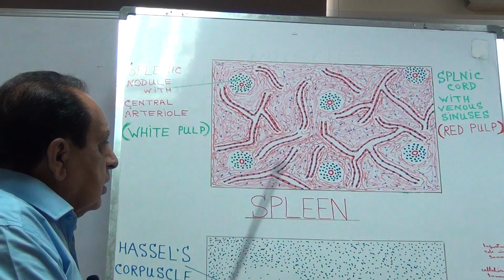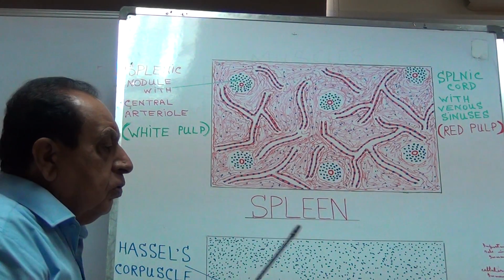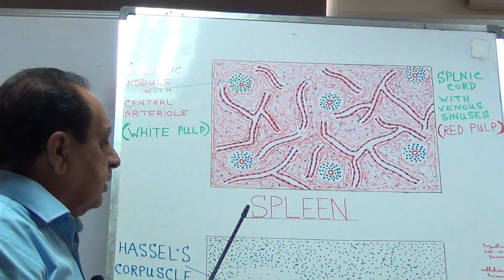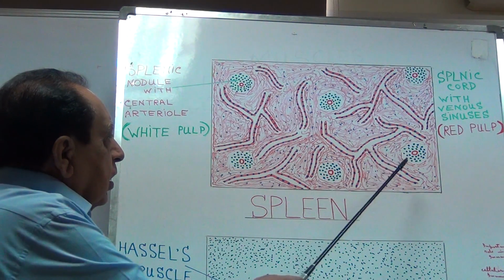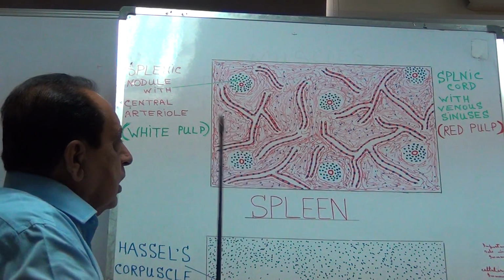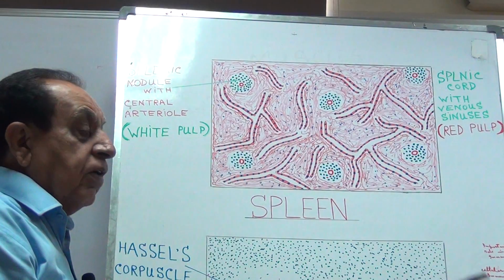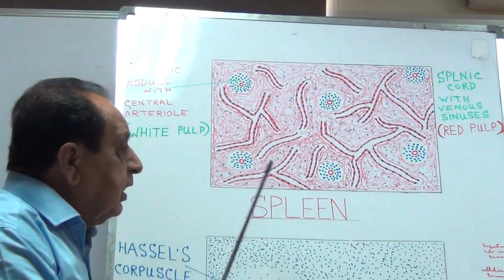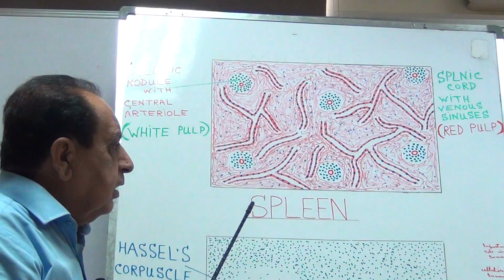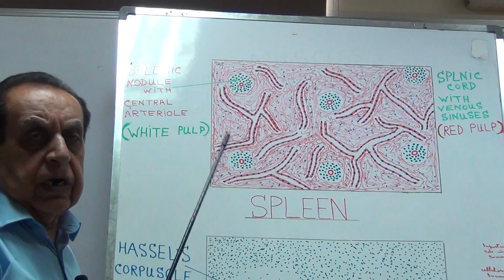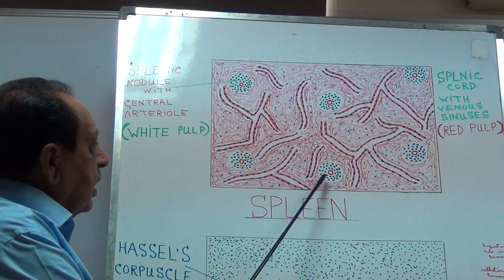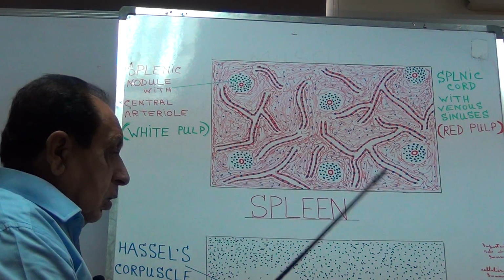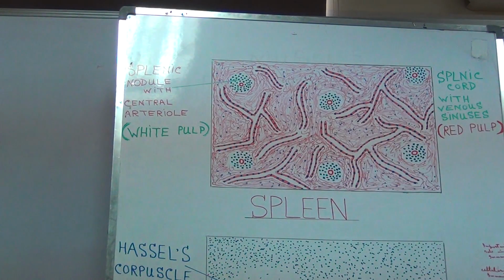Now, these lymphatic nodules contain aggregations of small lymphocytes. These small lymphocytes aggregate and form the lymphatic nodule. Before starting further about the lymphatic nodule, about the splenic nodule, I am sorry for that. These are the splenic nodules.